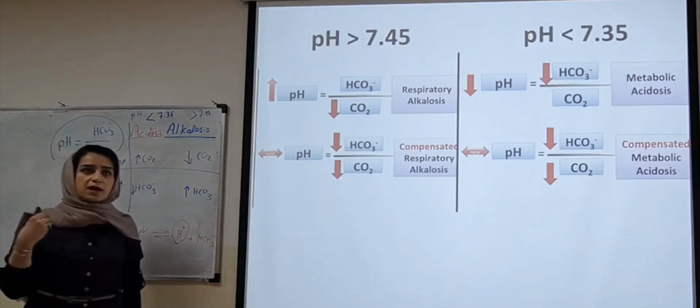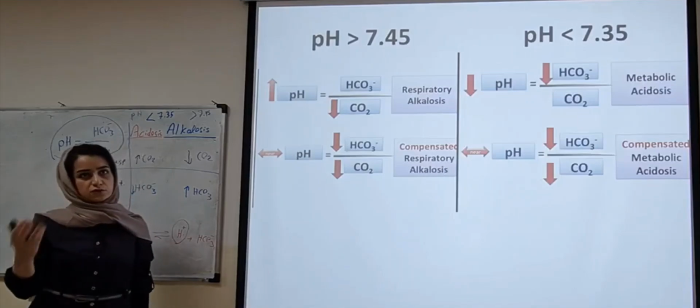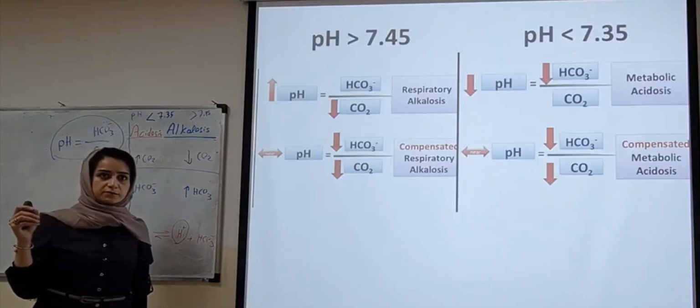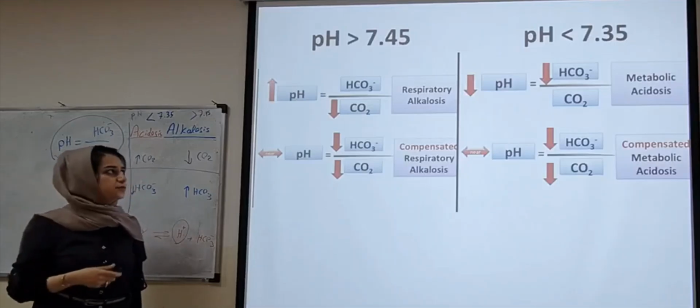It is easy. We said hyperventilation causes removal of CO2 from the body. When CO2 is removed from the body, H is removed from the body. What will happen to the pH? The pH increases. So a decrease in the CO2 gives an increase in the pH.